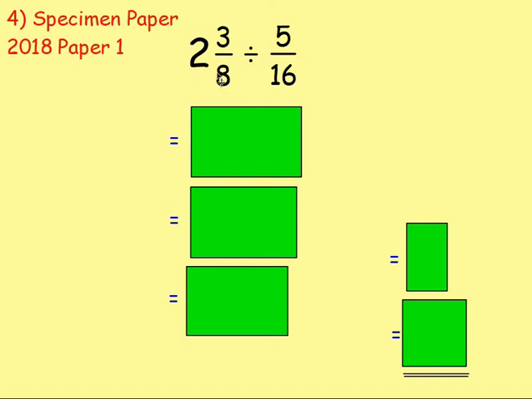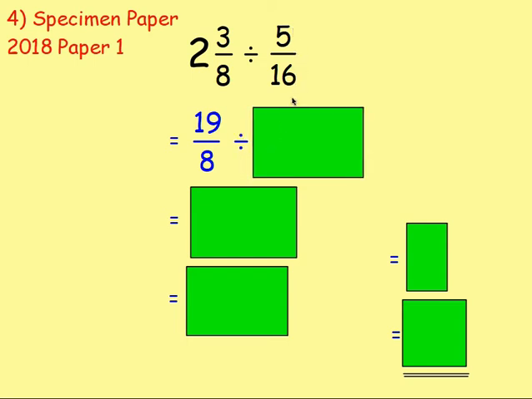So doing that, 2 times 8 is 16. Add on 3, 16 add 3 is 19, so that can be rewritten as 19/8. And we're wanting to divide it by the 5/16. In order to divide fractions, what do you do to divide fractions? Anybody help me out? Yes, Sophie.